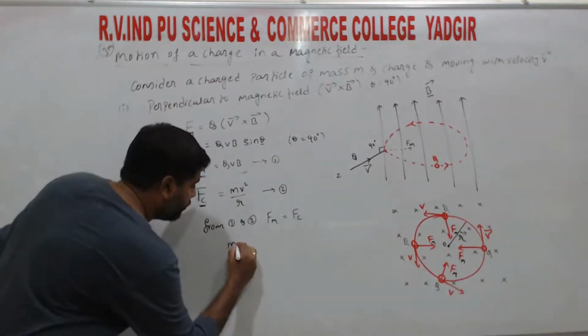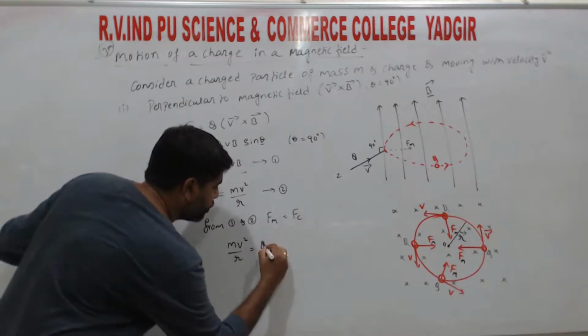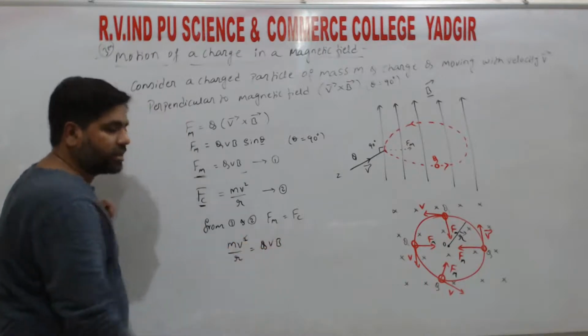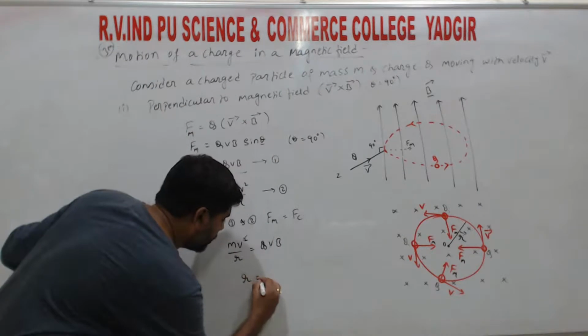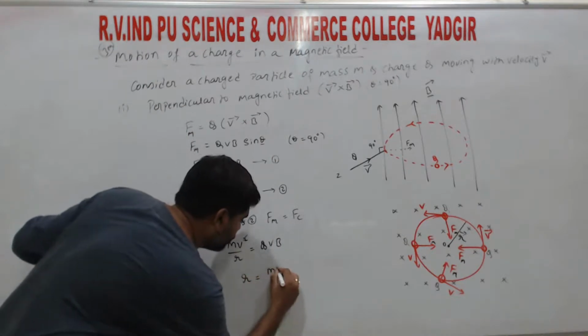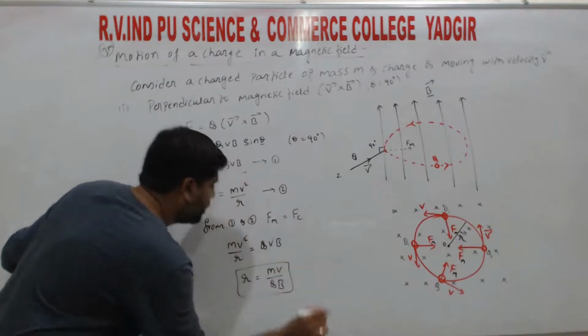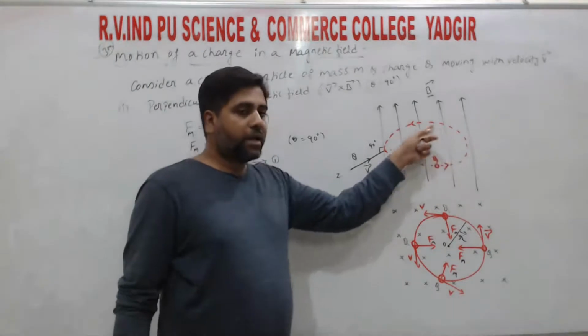So equating 1 and 2, from this mv square divided by r is equal to qvB. On the right-hand side and the left-hand side, velocity gets cancelled. So we can find the radius of the circular path: r is equal to mv divided by qB. This gives the radius of the particle which is moving in the magnetic field.